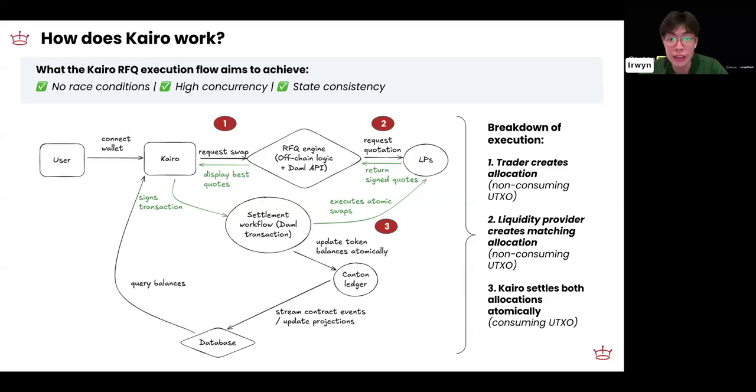And so the key things to take note are the non-consuming UTXO of the request swap and the request quotation. But once the settlement workflow executes, it would consume as many different balances, I would say, and combine them or split them to however much you need.